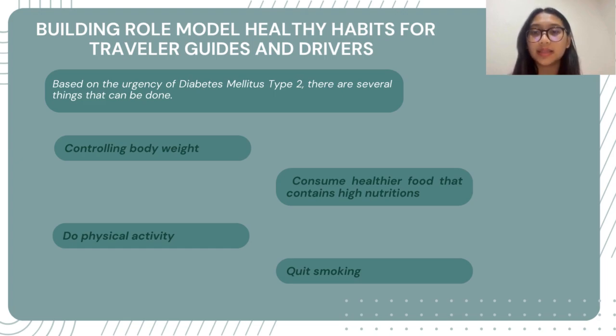And lastly, quit smoking. Quitting smoking can reduce the risk of developing diabetes mellitus type 2 by 30 until 40%. Not only quitting smoking can reduce the risk of having diabetes mellitus type 2, but it also could lower the chance of many complications such as cardiovascular diseases and risk of getting cancers.